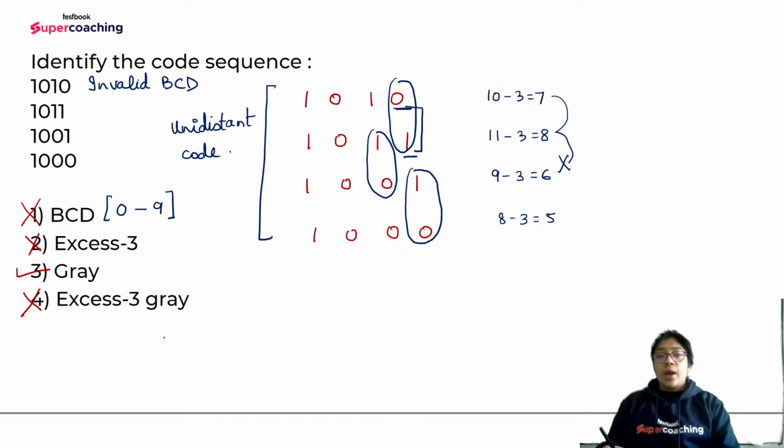So this is all about this session. I hope that this is clear. Sometimes they'll give you some codes and you have to identify the code. So you should know what is XS3, what is Gray code, what is BCD code, binary, and so on. Anyone having any doubt?